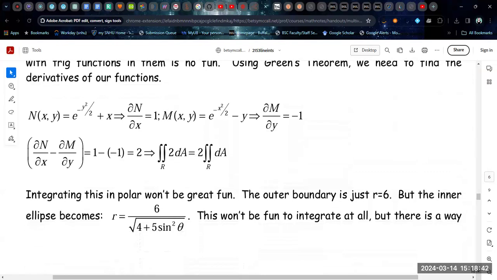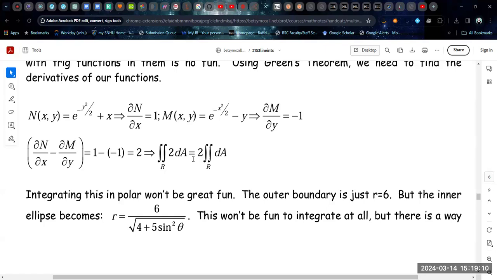Now, let's go ahead and calculate the function we would need to integrate for the area. As I mentioned, for our N function, we're going to take the derivative with respect to x, and the crazy y term cancels out. We just get 1. And same thing for our M term. We take the derivative with respect to y, and our crazy x component cancels out, and we get this. And so the difference between them is just 2. And that's 2 times the area.